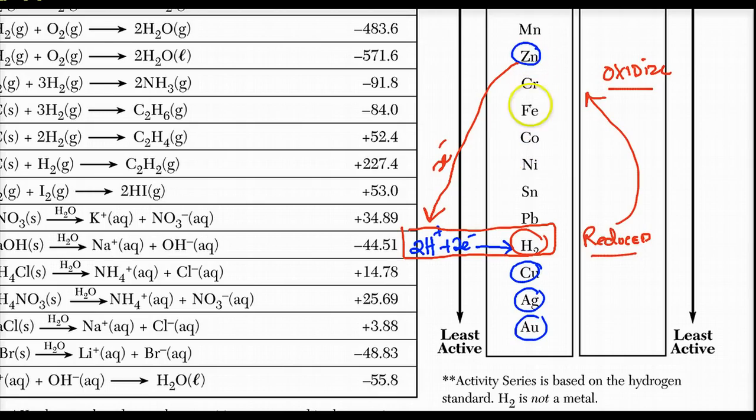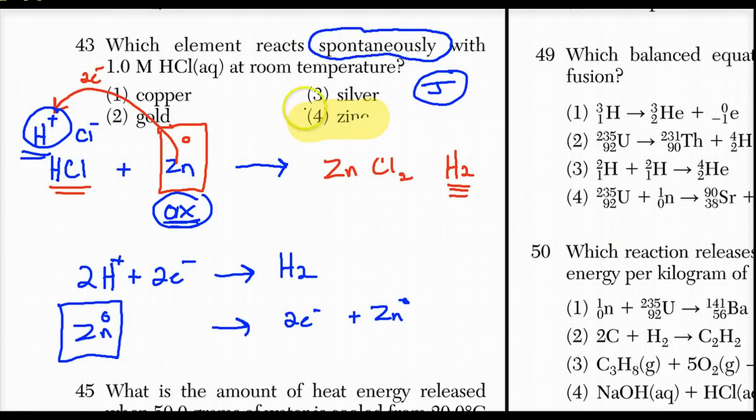As you can see, zinc is above H2, where the 3 other metals are below. So that's why zinc is the answer. So choice 4 is the one that's spontaneous, which means it'll work, it'll have a directionality.